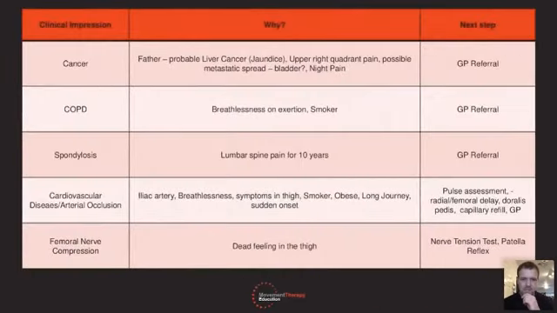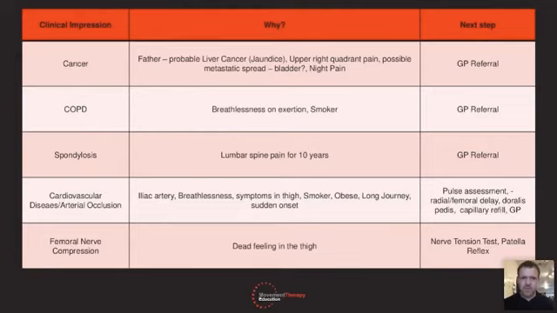So these were the things that we came up with last time, and I've added some from the suggestions that you guys have put in as well. So cancer, but why? Because of the father, probable liver cancer that he had. She's got upper right quadrant pain and possible metastatic spread to the bladder, and she's got night pain as well. Okay, so that would be a GP referral.